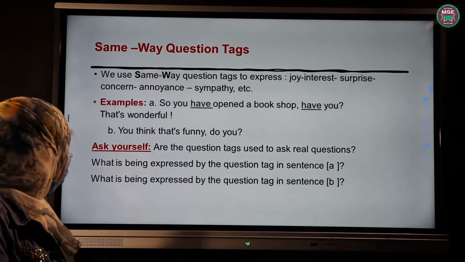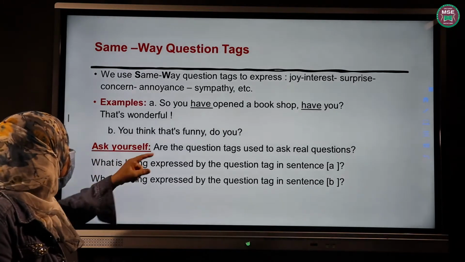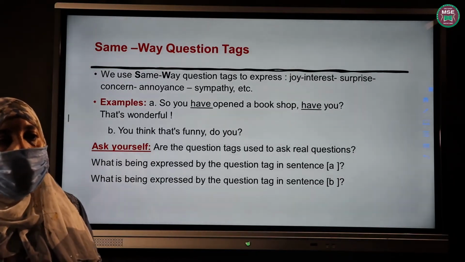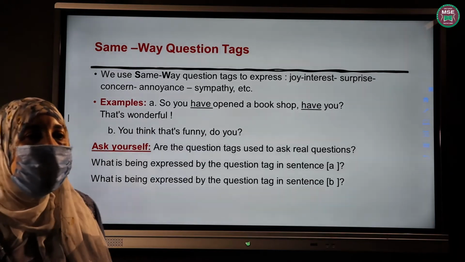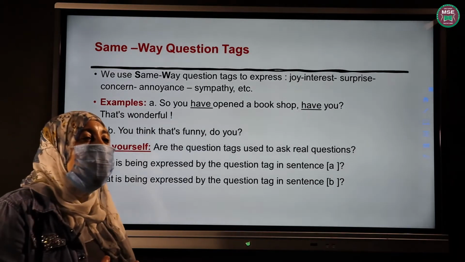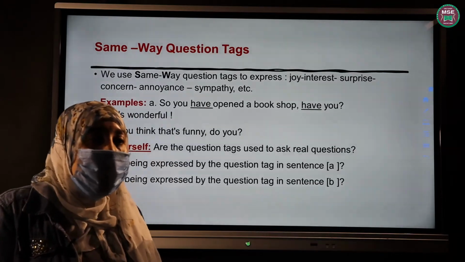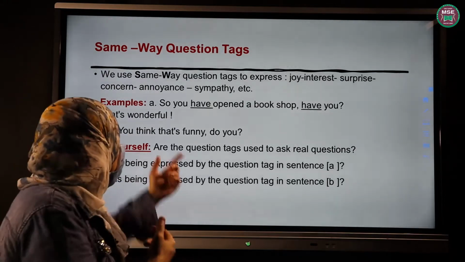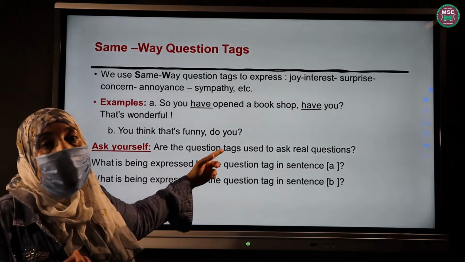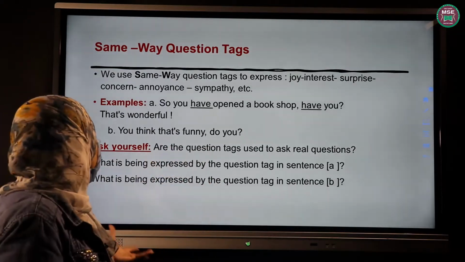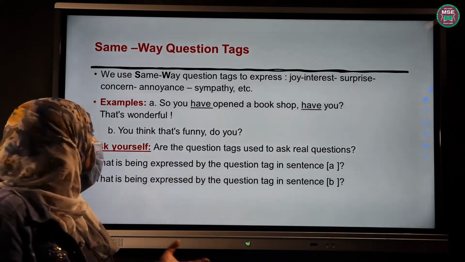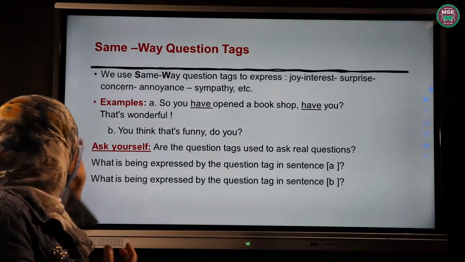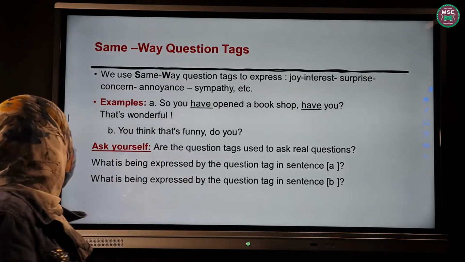Look at letter B. You think that's funny. Do you? Look at my intonation. You think that's funny. Do you? What do you think when I'm talking in this way? Look at my facial expression. You think that's funny? Do you? Again, what is it here? Is it joy? Is it interest? Is it sympathy? Or is it annoyance? You are annoyed, so you express your annoyance. You think that's funny? Do you?